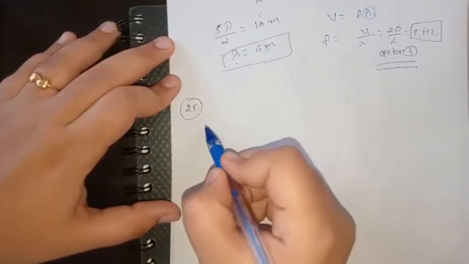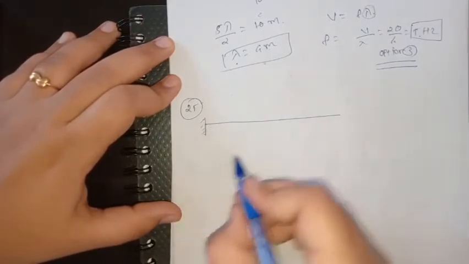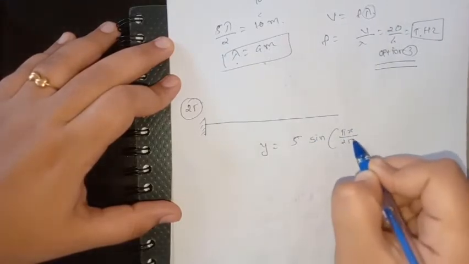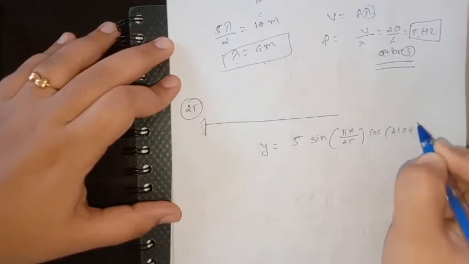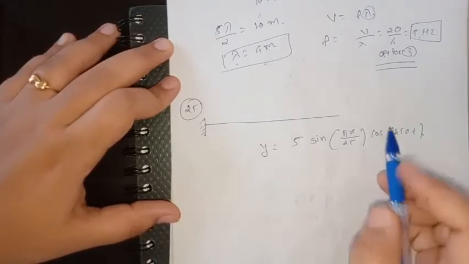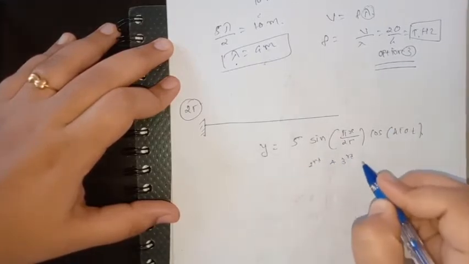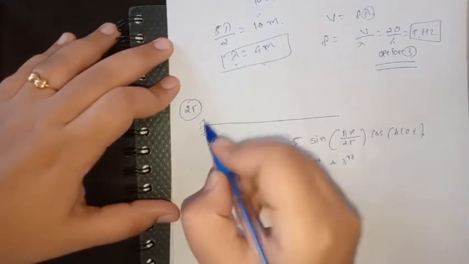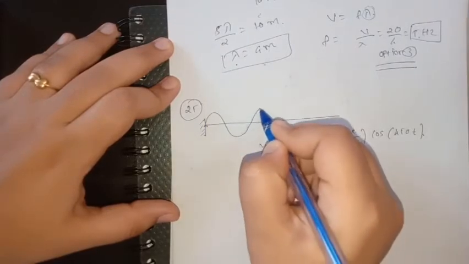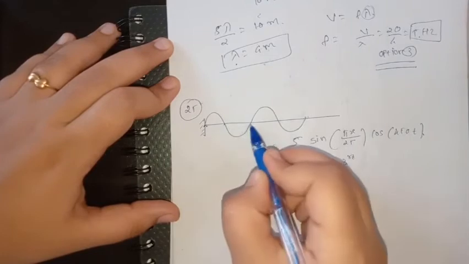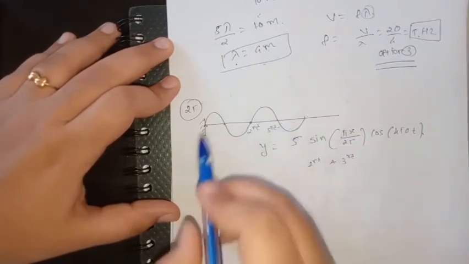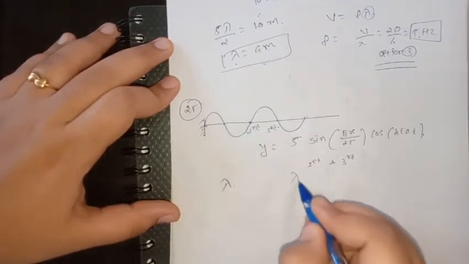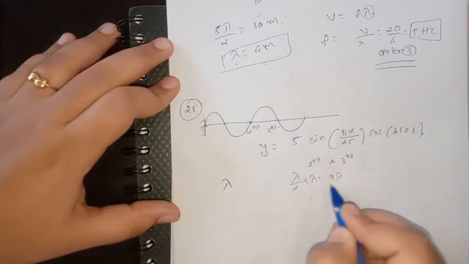In question number 25, a sonometer wire is given and a stationary wave y is equal to 5 sine of (pi x by 25) into cos of 450t is produced in it. We want to find the distance of the second and third node from one end. Let's say we are finding distance from this end. As this is a fixed end, there will be a node at this point. This is the first node, this is the second node and this is the third node. We can see the distance of the second node is lambda and the distance of the third node is lambda plus lambda by 2, that is 3 lambda by 2.